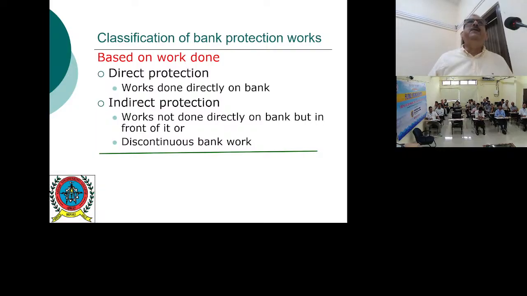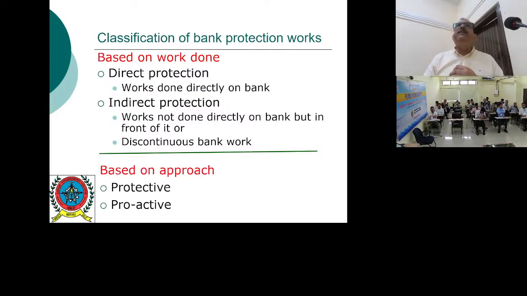Indirect protection means the works that are done in front of the bank, or say discontinuous works. Say spar is not continuous. One spar is here, another spar is at some say 400 meter or 500 meter away. So that is a discontinuous work. These things come under indirect work. Again, we can classify them based on our approach, protective and proactive. Protective means when flood, or I should not say encroach, will reclaim the lost soil.